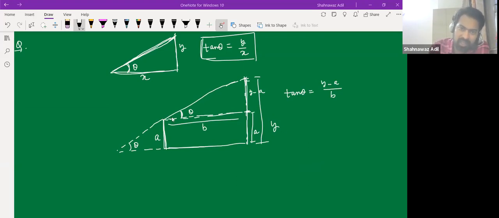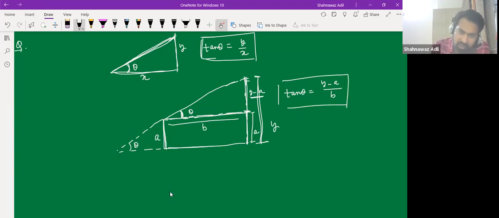So I was saying that this total distance is y. This distance from here to here is a. So this distance would be y minus a, as you said earlier, and this distance is b. So tan theta again would be y minus a by b, right? This part clear? Yes, sir.